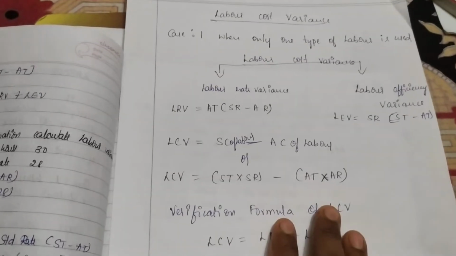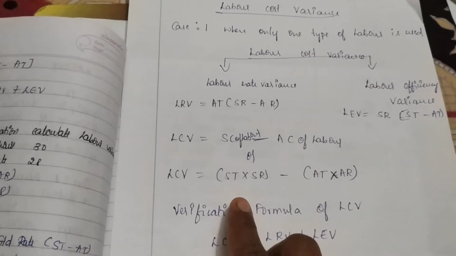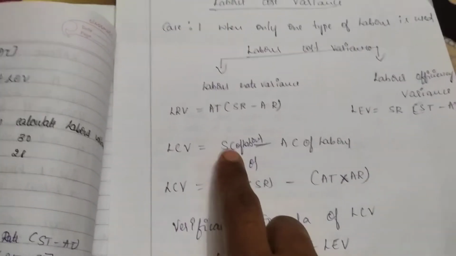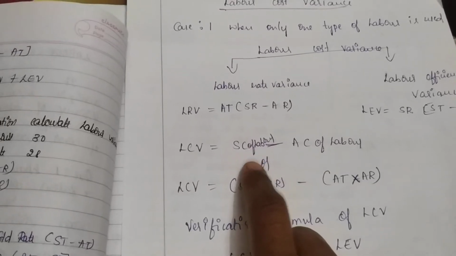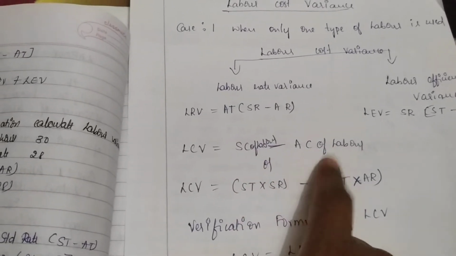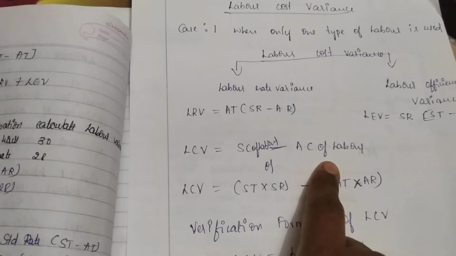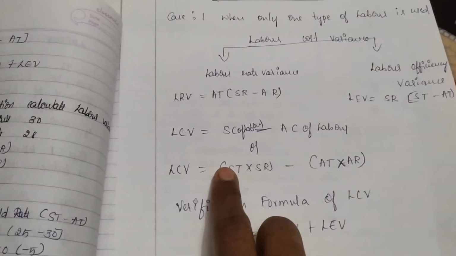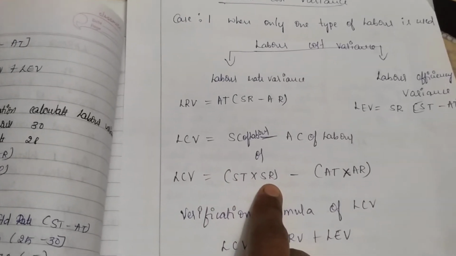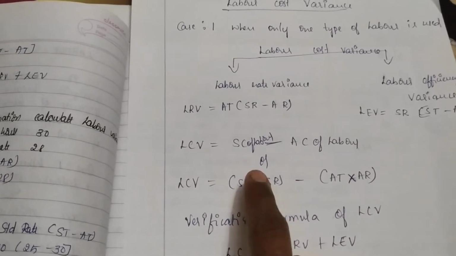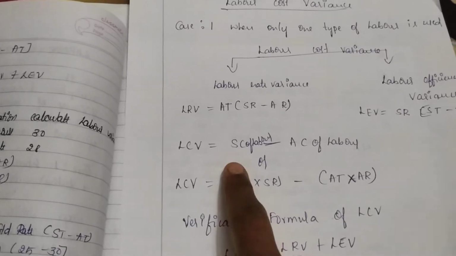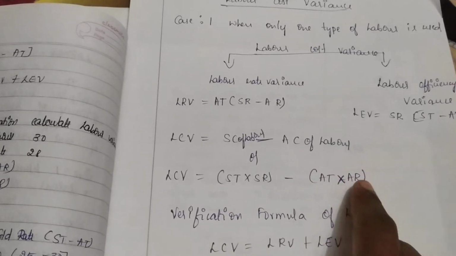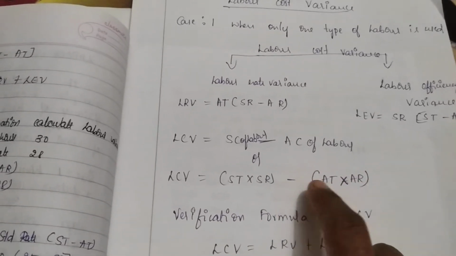So before knowing the problems, first we should know the formulas. The first formula is labor cost variance. Labor cost variance equals standard cost of labor minus actual cost of labor. If the standard cost and actual cost are not given directly, you should calculate standard time multiplied by the standard rate to get the standard cost. Actual cost equals actual time into actual rate. This is the labor cost variance formula.